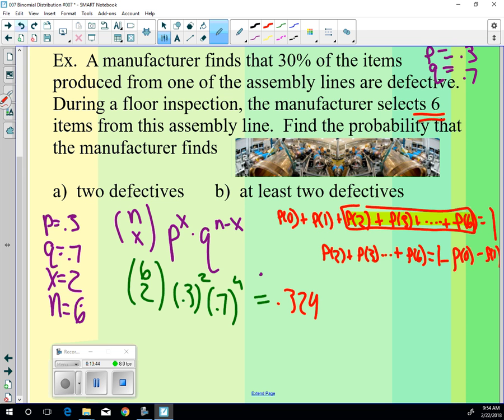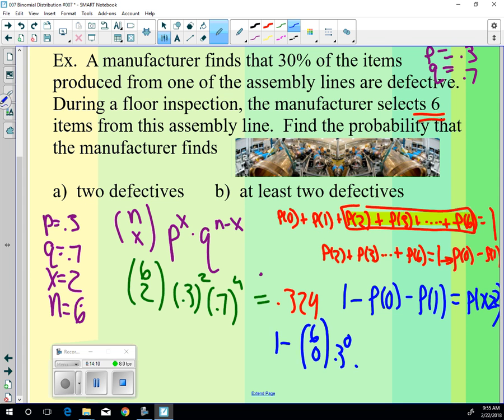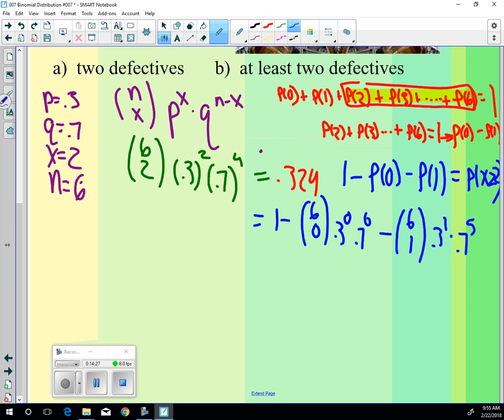Now, which would you rather do? Add up 5 or add up 2? 2, yeah. So here we go. 1 minus the probability of 0 minus the probability of 1 is going to be equal to the probability x is greater than or equal to 2. So it's going to be 1 minus 6 choose 0, 0.3 to the 0, 0.7 to the 6th, minus 6 choose 1, 0.3 to the 1 times 0.7 to the 5th. Well, this one I know is just going to be what?